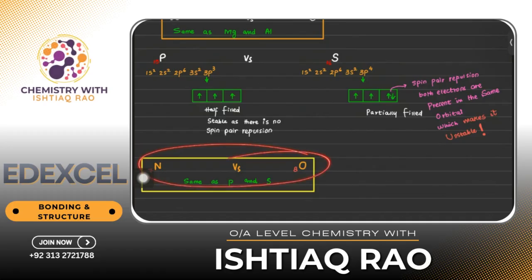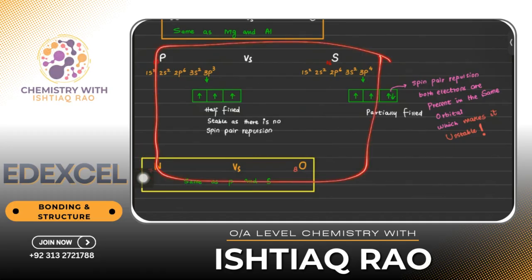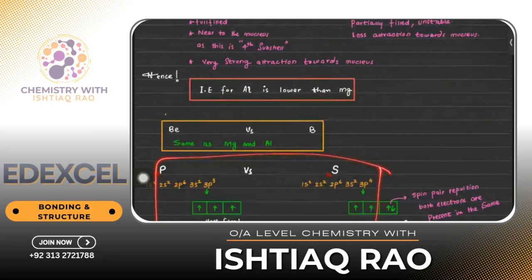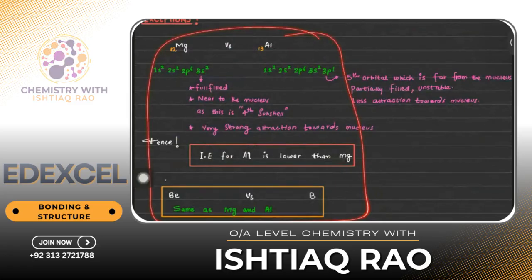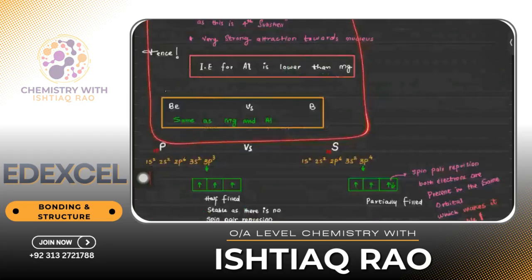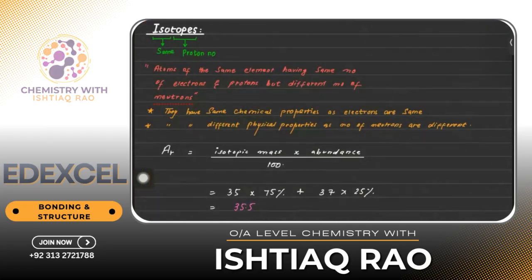Same goes with this pair, so they are the same. So you have four total exceptional cases.